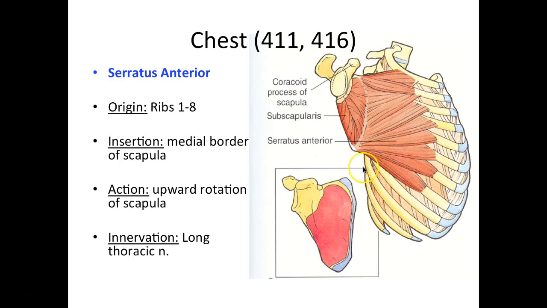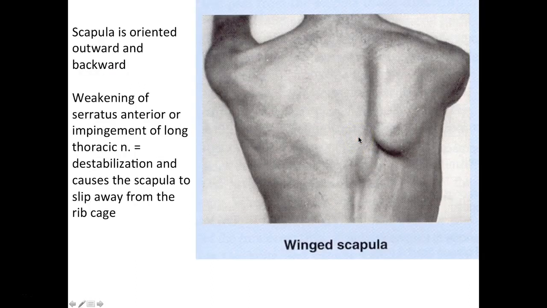So here's a nice little view of that wrapping around. We have ribs 1 through 8 origin here, and then it's going to go underneath. This is the anterior part of the scapula here. We see part of the spine back in here, and it's attaching to that medial border. Sometimes the scapula is orientated outward and backward when we have a weakening of the serratus anterior, and we can call this a winged scapula.